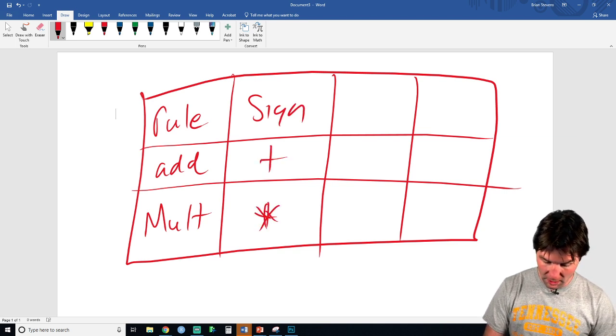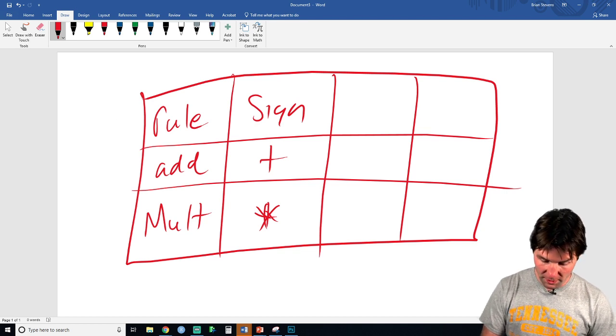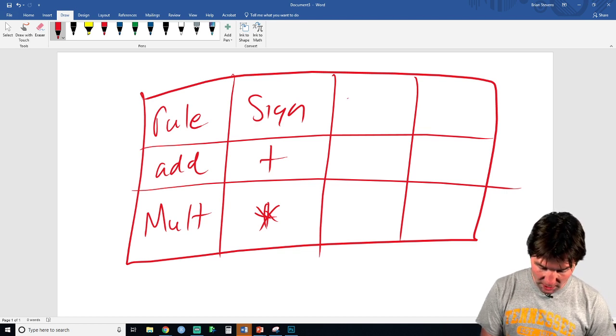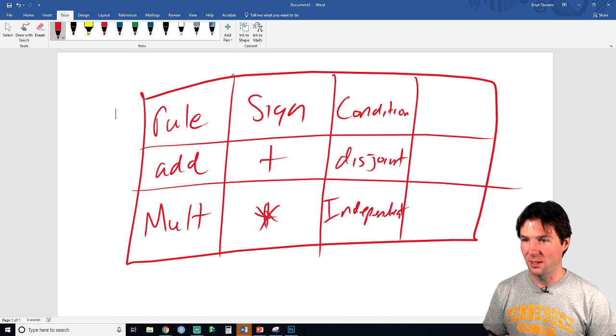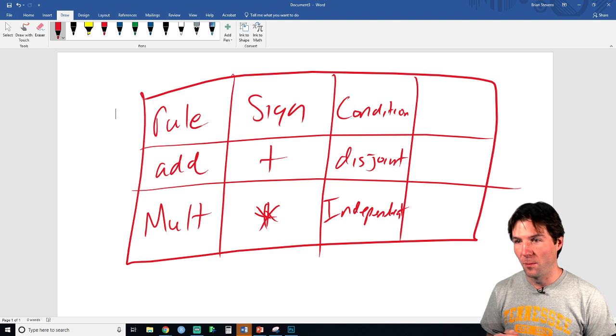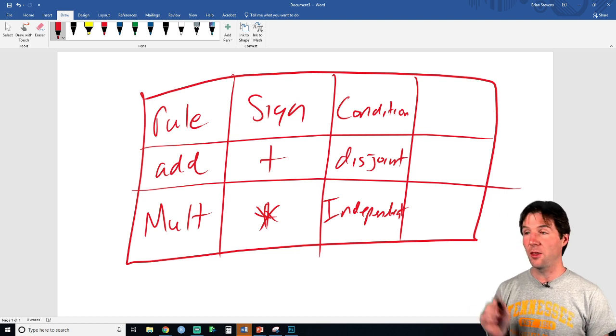Then we have the condition that needs to be satisfied, which for addition is going to be disjoint, and for multiplication, if you're saying it right now, you're on track, is independent. That's horrible handwriting, it needs to be updated. Well, it's on the practice test.